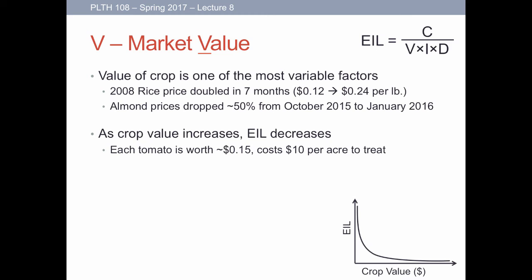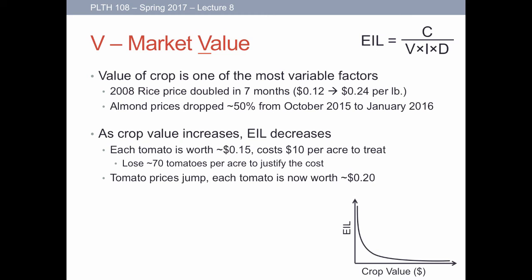So to go back to our tomato example, just to walk through this. If each tomato is worth about 15 cents and it costs $10 per acre to treat, then to justify the cost at that $10 rate, you have to lose about 70 tomatoes per acre. That's your break-even point. You lose 70 tomatoes, you end up breaking even for the amount of money you spent to spray. On the flip side, if your tomatoes increase in value, now they're worth 20 cents each, which I understand is not how we price tomatoes, but it's just easy for an example. So if we have a 33% jump, we're at 20 cents a tomato, all of a sudden you're losing 50 per acre to justify a spray because each tomato is worth a little bit more.